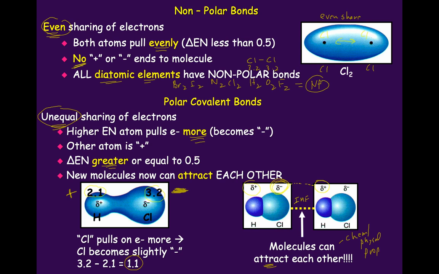Please review this if you need to. It's a really important group. So you have ionic, polar, and nonpolar. Ionic and covalent, and covalent is split between polar and nonpolar bonds.